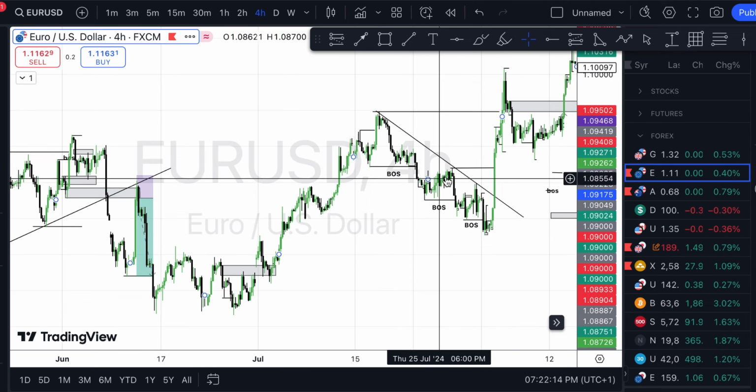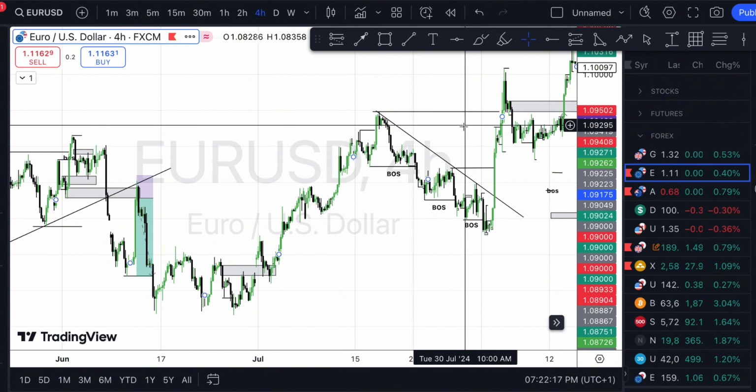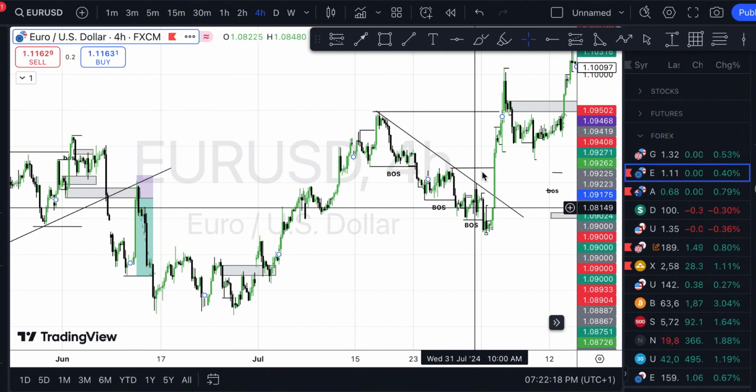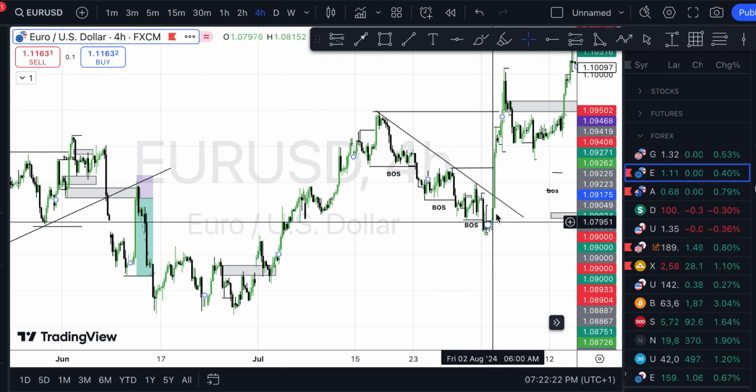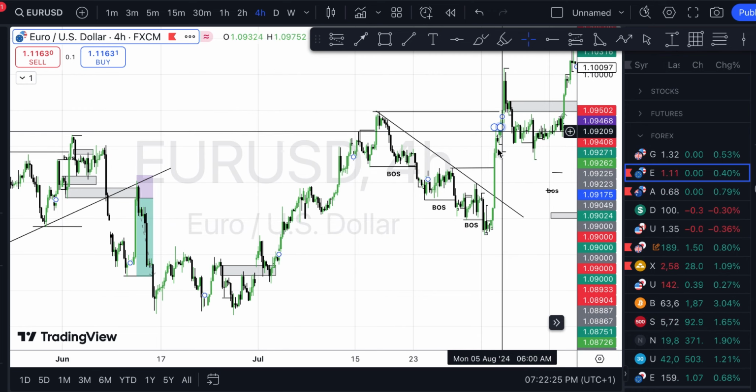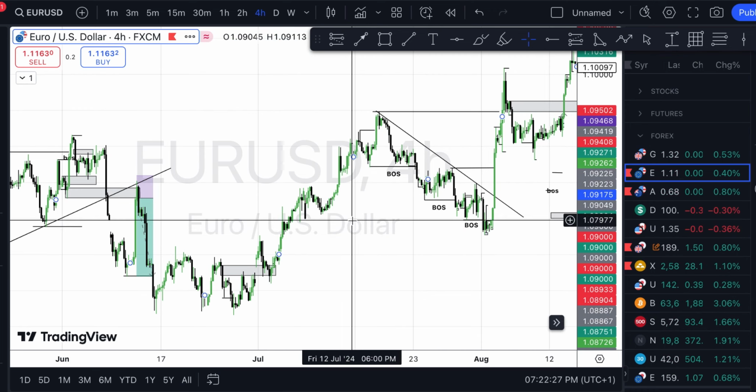You can see our price came to this place. It was not able to breach this place. It came down. It came to this place again. It wasn't able to breach, until it was broken here. So drawing trend lines can help visualize and identify the market structure, showing the general direction of the market.